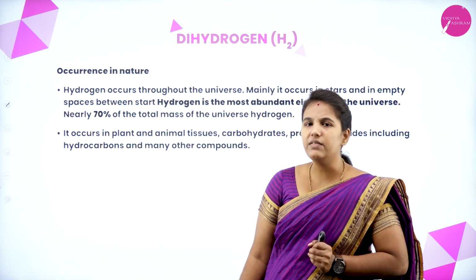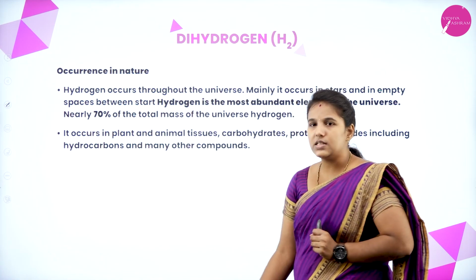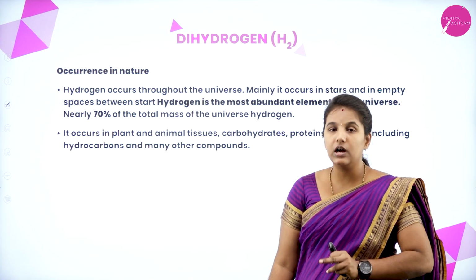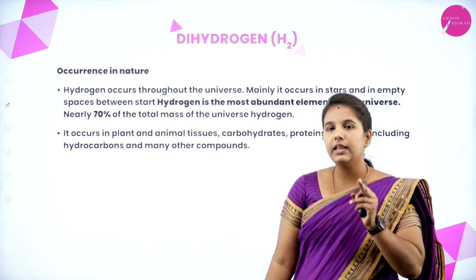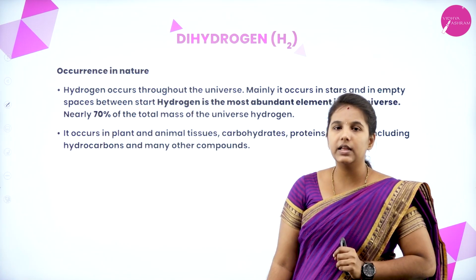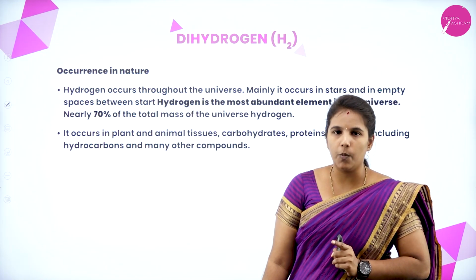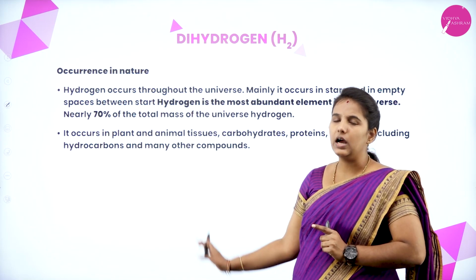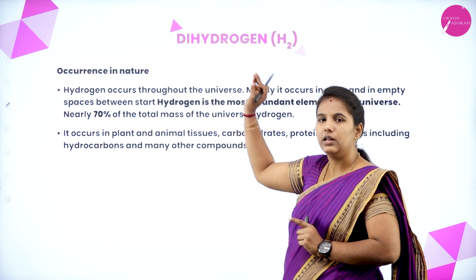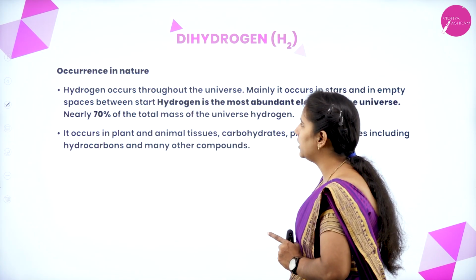Next, we'll see the occurrence of hydrogen in nature. Already I have told that hydrogen will not be present in a single form. It is always present in a diatomic form. Is it right? So let's see how it occurs in nature in the form of dihydrogen.